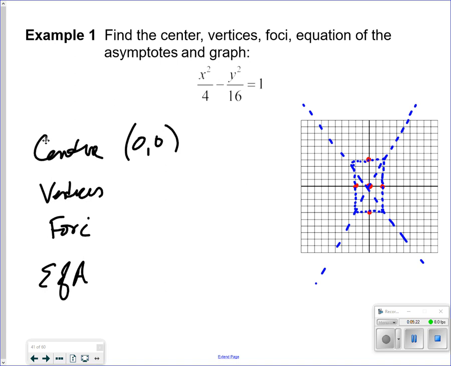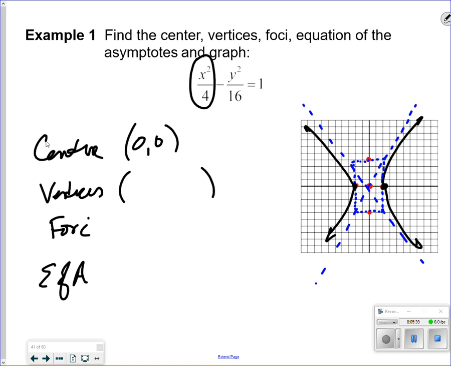Now, which direction will this hyperbola go? This hyperbola has an x value first. So notice that x comes first. So therefore, it touches the box along the asymptotes. That touching the box is your vertex points.